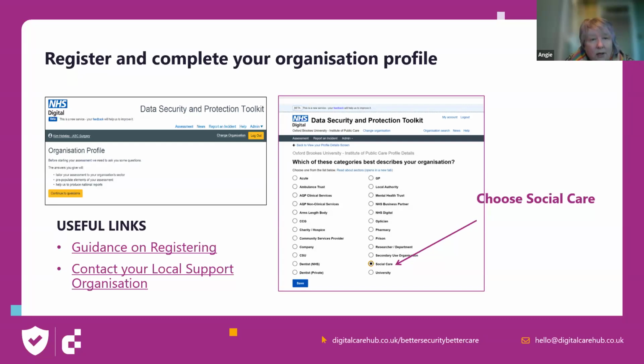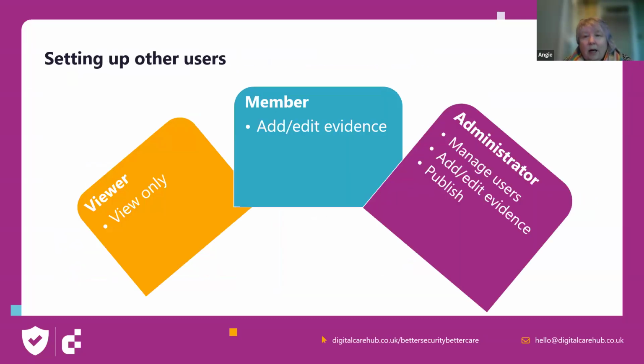Okay, so you'll see that when you click in, you'll see on the screen that there's different types. Always choose adult social care there, and then you'll get the correct questions. Okay, and again, there's links there to help you. And if we go to the next slide.